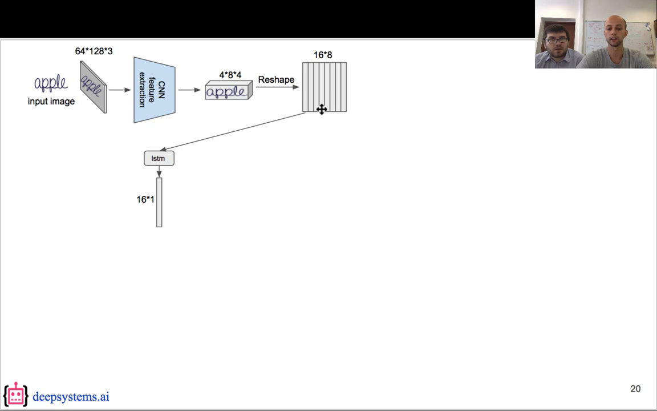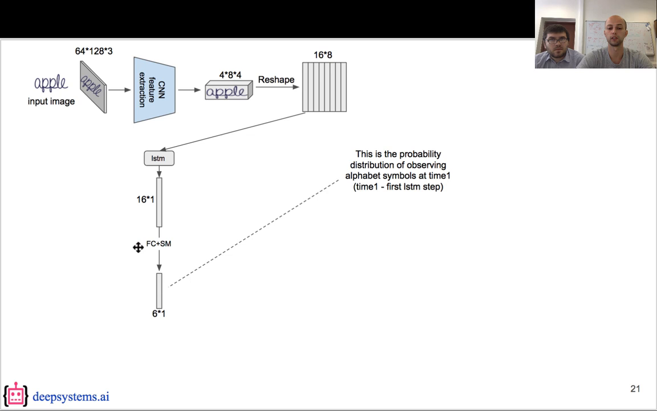After that, we feed first vector to the LSTM network and get its output, also the vector of 16 elements. Then we apply fully connected layer followed by softmax layer and get the vector of 6 elements. This vector contains probability distribution of observing alphabet symbols at first LSTM step. In our toy example, we define alphabet as a set of 5 letters plus special blank symbol. Thus, the cardinality of alphabet equals to 6.